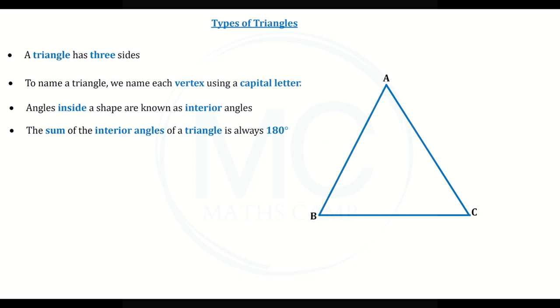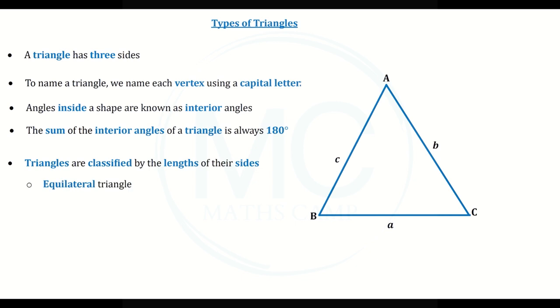Another way is to name the side by the vertex that lies directly opposite it. We call the side directly opposite angle A, lowercase a. We call the side directly opposite vertex B, lowercase b. And we call the side directly opposite angle C, lowercase c. Triangles are classified by the lengths of their sides, and there are three types of triangles we need to consider. There are equilateral triangles, isosceles triangles, and scalene triangles.